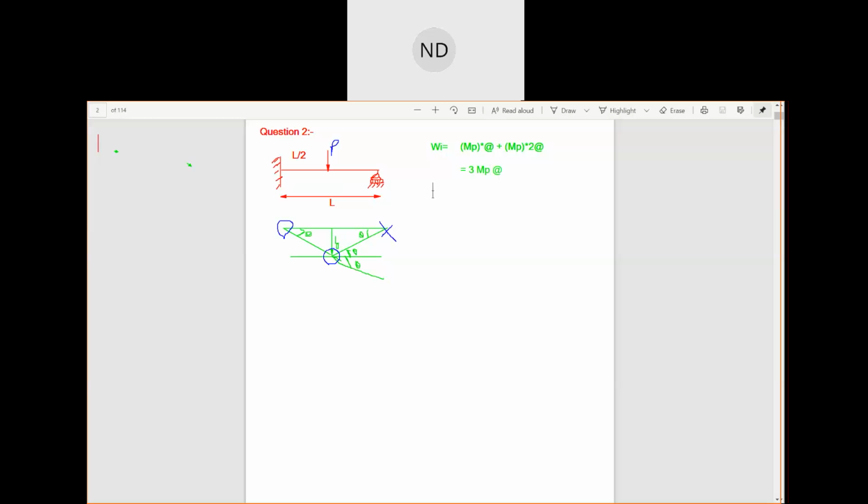So now again we will calculate the external work done. The external work is force into deflection. And what is our force here? We have the force to be P into delta, this one, P into delta. Okay, now to find out delta, again the same thing which we have done, we will take this triangle here.